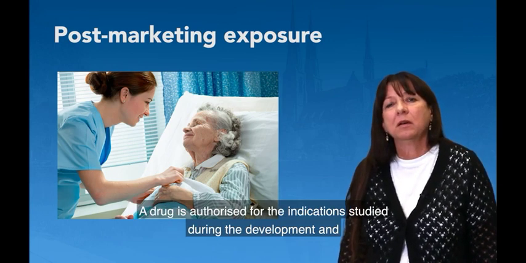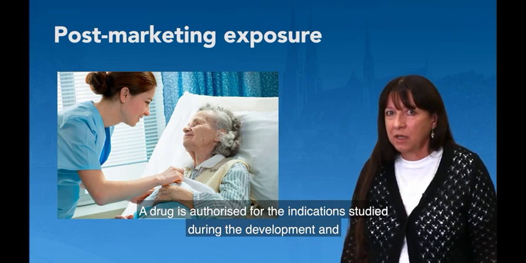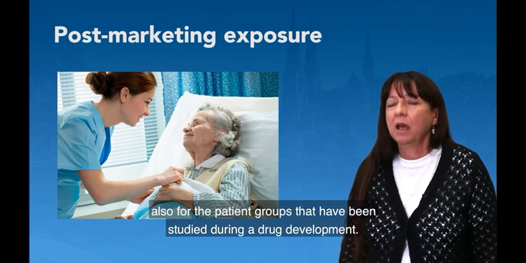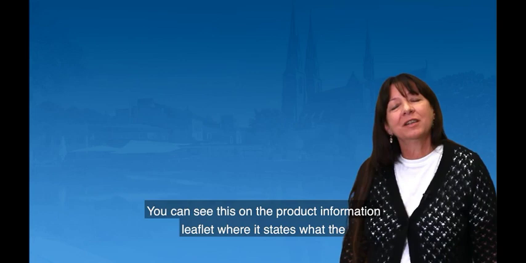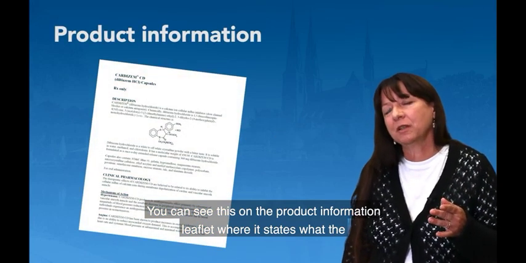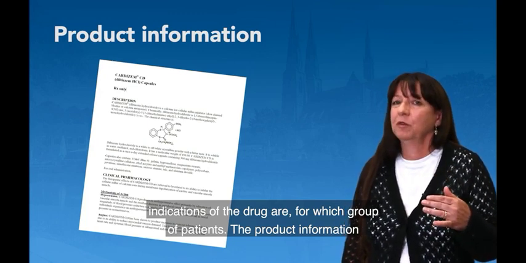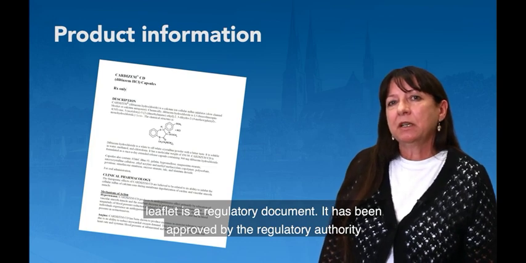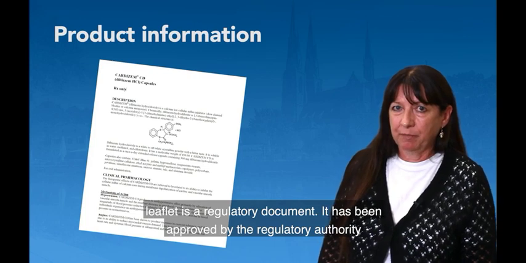A drug is authorized for the indications studied during the development, and also for the patient groups that have been studied during drug development. You can see this on the product information leaflet, where it states what the indications of the drug are for which group of patient. The product information leaflet is a regulatory document. It has been approved by the regulatory authority.